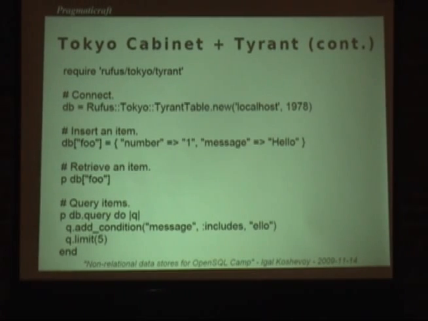MongoDB is a large group, there's lots of discussion. Tokyo Tyrant and Cabinet are basically the work of one person, I think his name is Mikio Hirabayashi, who works at a Japanese Facebook-like company, and he has a history of writing very clever things that he kind of gets bored with.